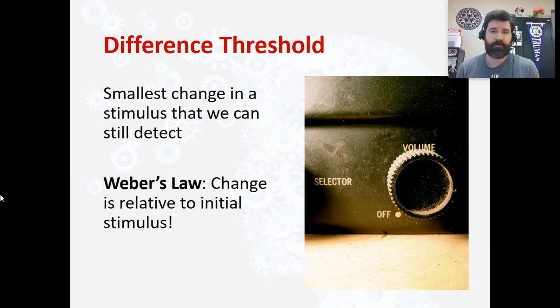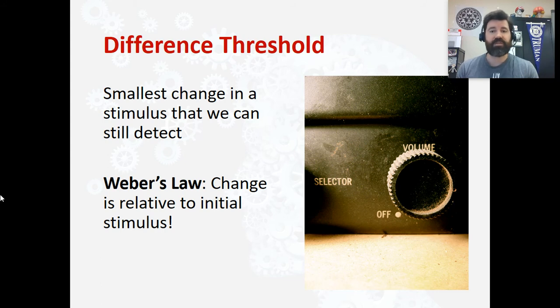Think about this for a moment. If there was no sugar in my coffee and I added 1 packet of sugar, I would definitely be able to tell the difference. But I can't say that the difference threshold for sugar in my coffee equals 1 packet, because if I put 10 packets of sugar in here, first of all, gross, but if I put 10 packets of sugar in here and then I added 1 more, making it 11, I probably wouldn't be able to tell the difference between 10 packets and 11 packets. So difference threshold is always relative to the initial stimulus.